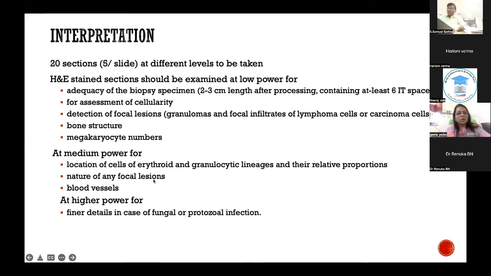Moving on to higher power, the bone marrow biopsy is basically examined for topography, for location of cells and arrangement of cells and their proportion. That has to be looked at at medium power, for nature of any focal lesion and for assessment of blood vessels. For higher power, finer details in cases of fungal or protozoal infection have to be looked for.